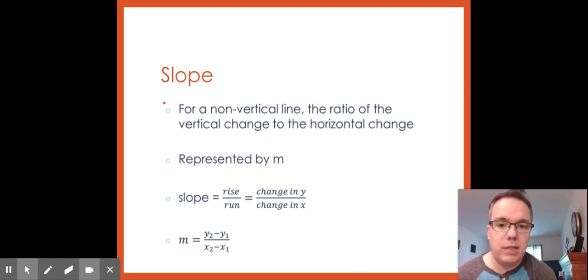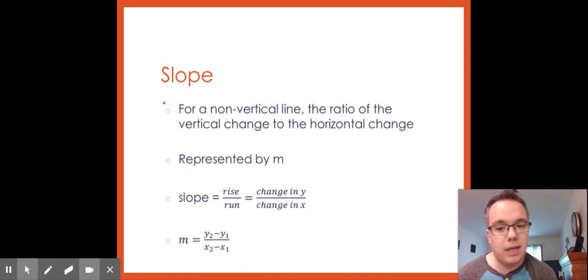To graph a line, we need to know two things. We need to know the slope. We need to know a point where the line starts. So the slope is the ratio of the vertical change to the horizontal change, the change in our y direction over our change in our x direction, and is represented by the letter m. So when we're graphing, it's our rise over run. So we're moving up and down for our numerator and left and right for our denominator.